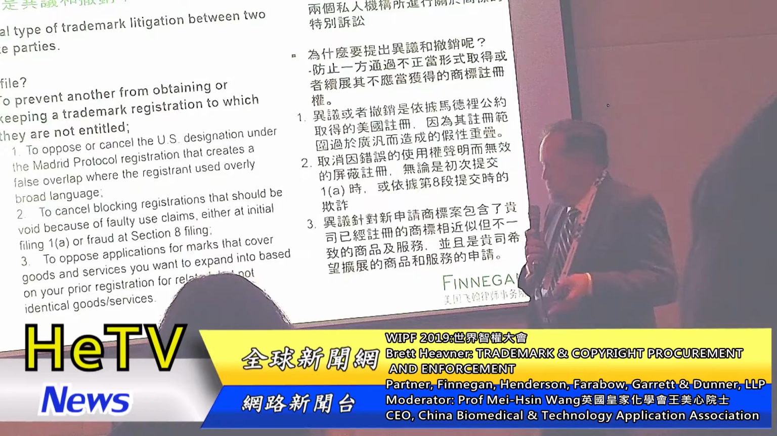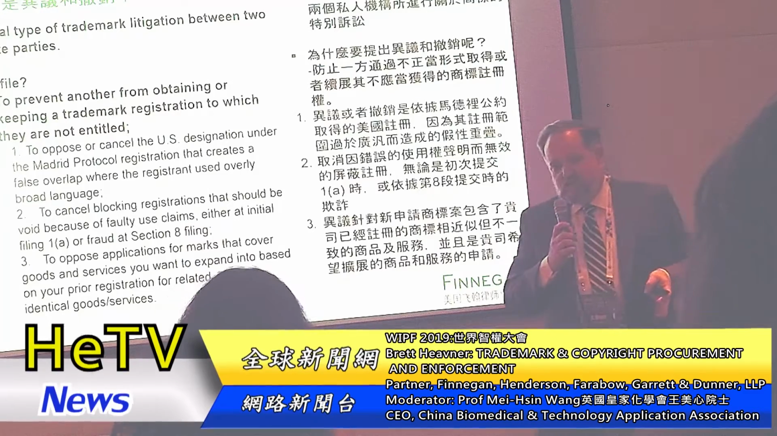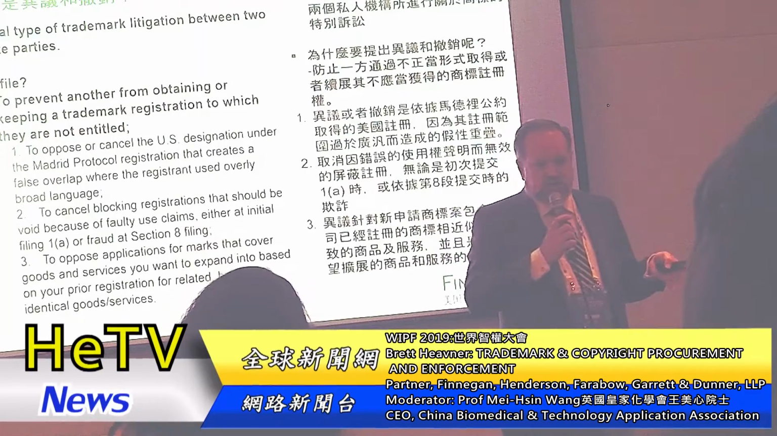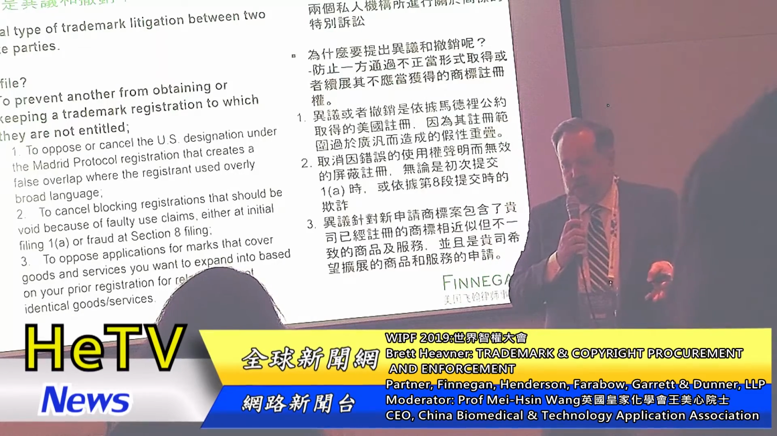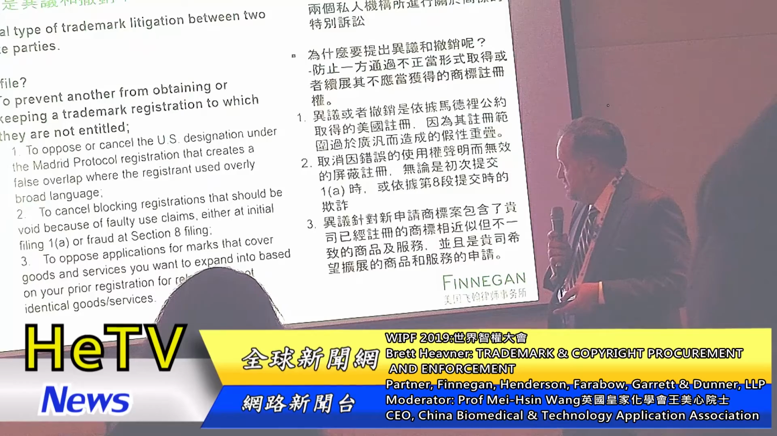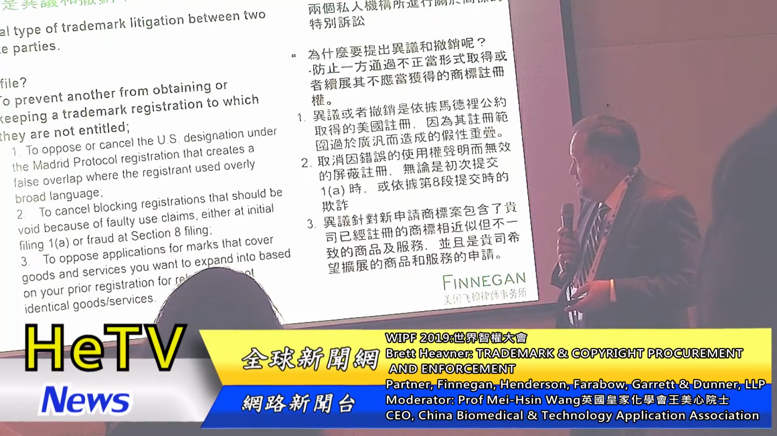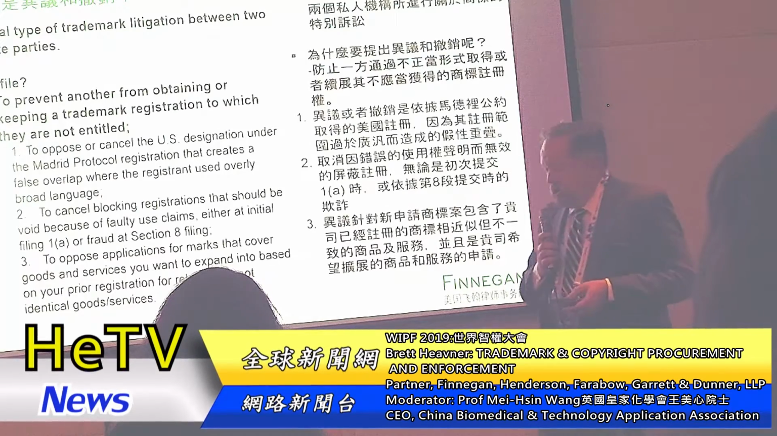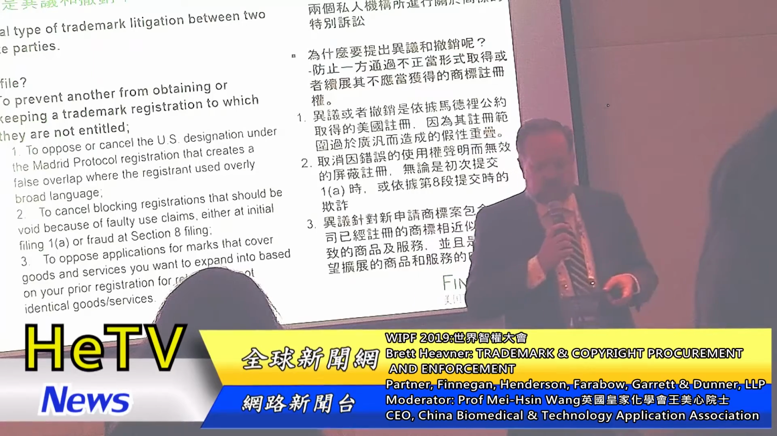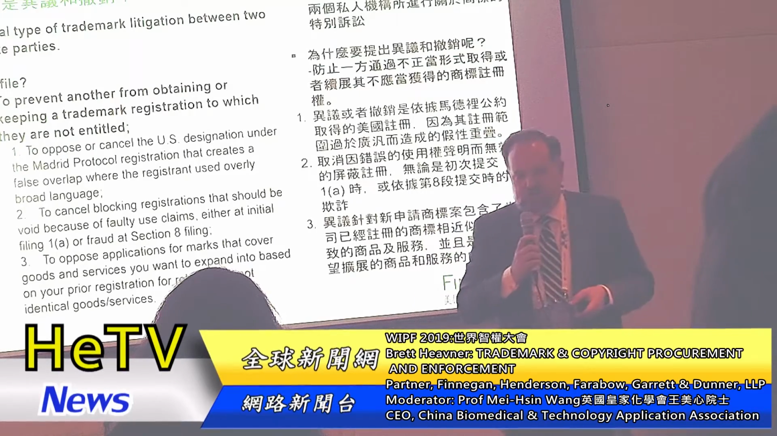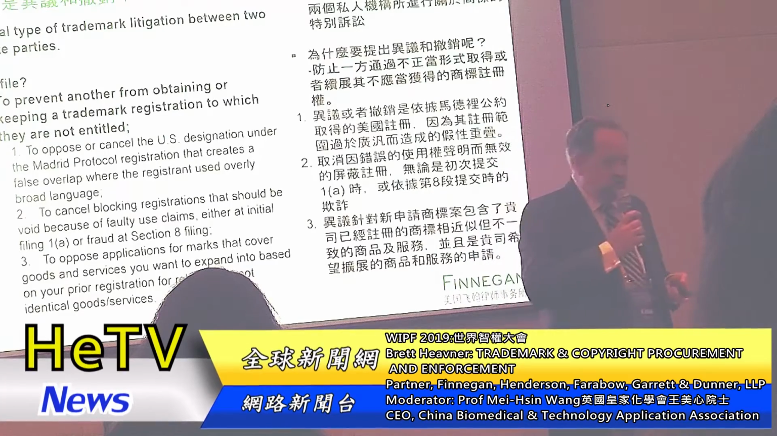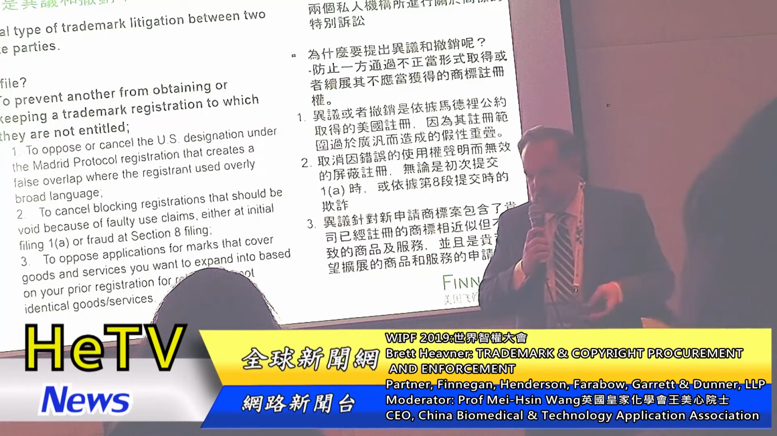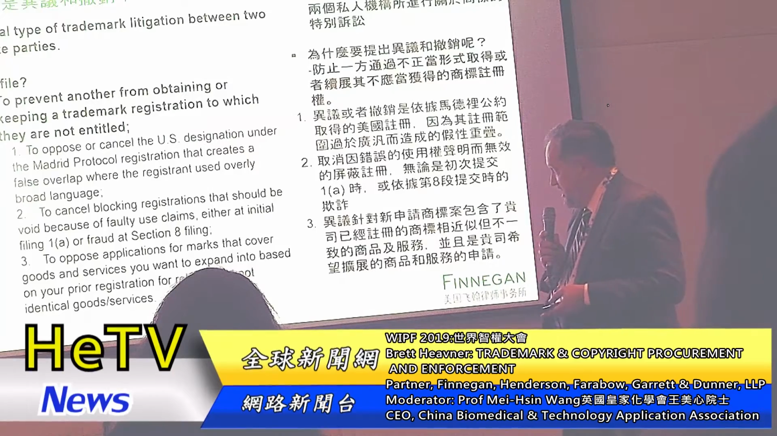And why do people file them? Well, the idea is they want to stop someone from either obtaining a registration to which they are not entitled, or maintaining a registration that is somehow improper and they're not entitled. They can also use this to try to help get rid of blocking applications or registrations that were filed earlier, but for various reasons you believe you ought to be able to get around. We're going to talk about that as well.